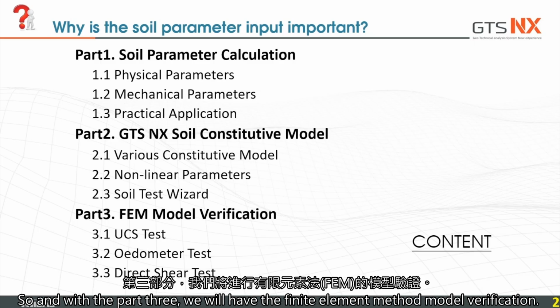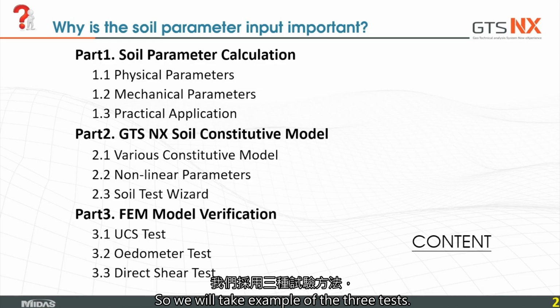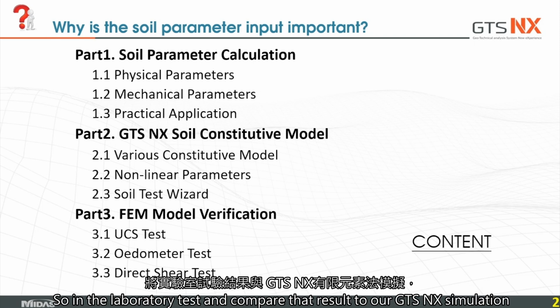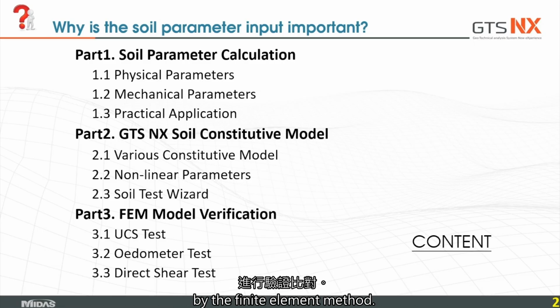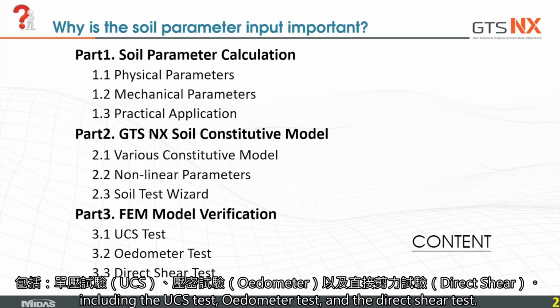With part 3, we will have the finite element method model verification. We will take the example of 3 tests in the laboratory and compare those results to our GTS NX simulation by the finite element method. We will simulate 3 tests, including the UCS test, Oedometer test, and the Triaxial Test.